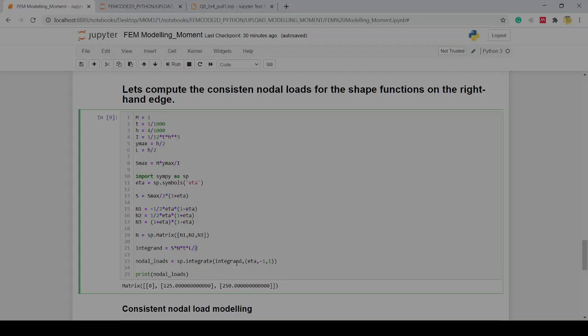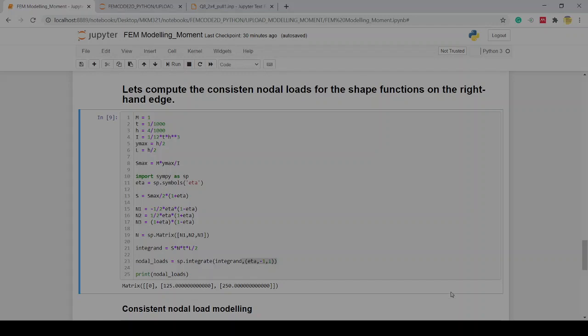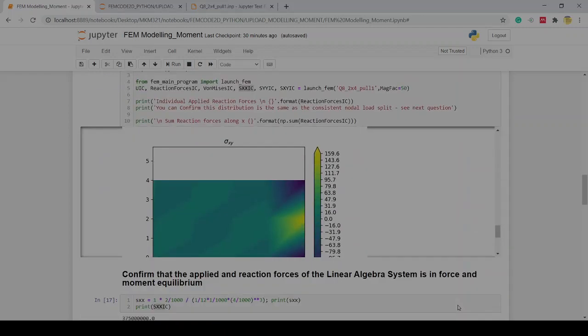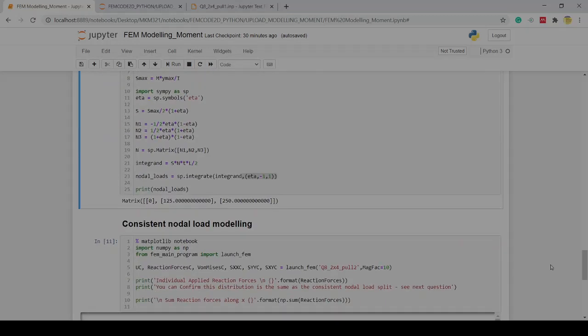So there's my integrand. I can integrate the shape functions from -1 to 1, and then I see my consistent nodal loads are 0, 125, 250. That's what we get out. I can show you a way to verify that this is indeed what we expect. If we go back up to the previous problem that we did, remember this previous problem? We did the inconsistent loading, and we can check the reactions on this side and see if they correspond to these values. I would expect them to be close.